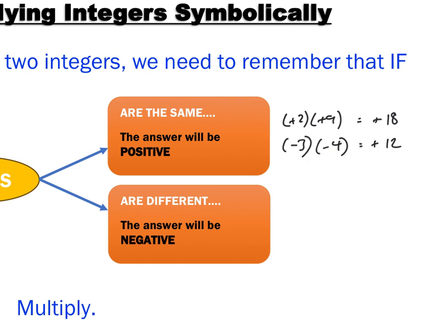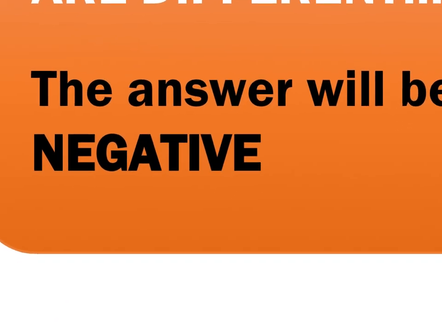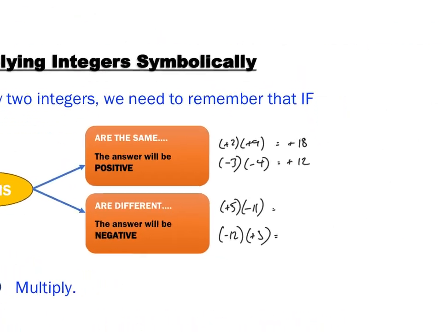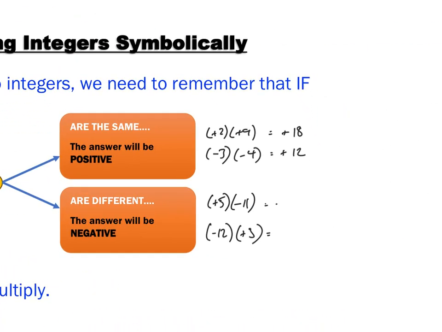What about if it's a positive and a negative? Well, let's talk about that right now, because we're going to talk about when the signs are different. So examples of that could be positive 5 times negative 11, or it could be negative 12 times positive 3. In both these cases, we have a positive and a negative, and we would say that these signs are different. And when the signs are different, the answer is negative. So, negative. What's 5 times 11? 55. So it's negative 55.